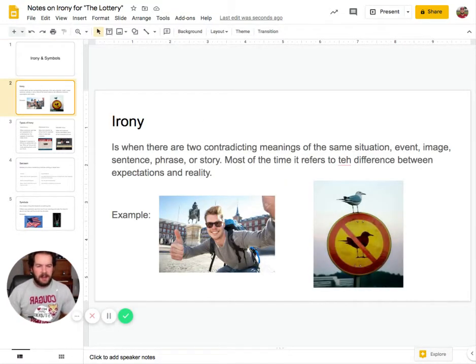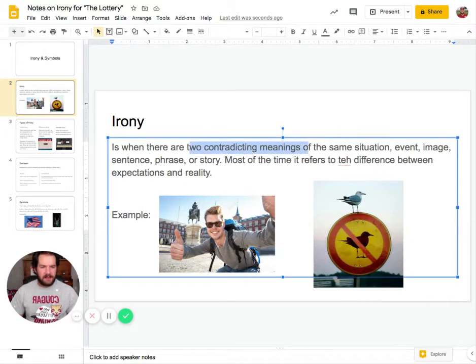To start with, the term irony is very misunderstood. It is a lit term that authors use to make a point or to help characterize certain characters. They could be an ironic character, or they could do things that are ironic in the story to help give a little deeper meaning to what's going on. So irony itself is when there are contradicting meanings of the same situation. That could be anything from something happening to something someone says, an image, anything inside of a story.